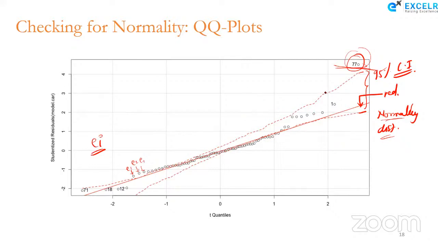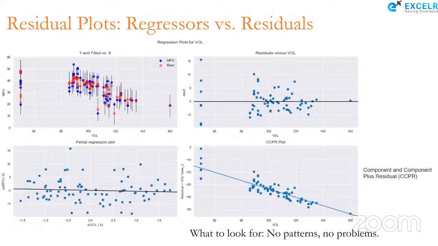But if the majority of the data points are not on this line or within these dotted lines, we can say they are not normally distributed. There is some pattern that you can expect in those errors or residuals. So this is the second plot we talked about. This is the last plot, residual plots: regressors versus residuals. Regressors are xi, and the residuals are your ei.